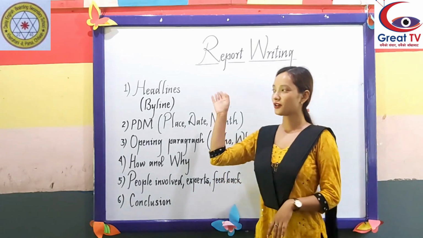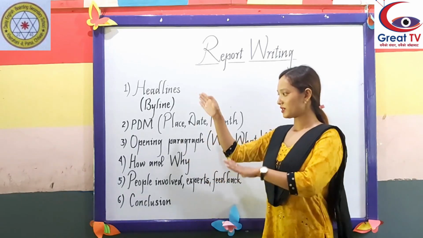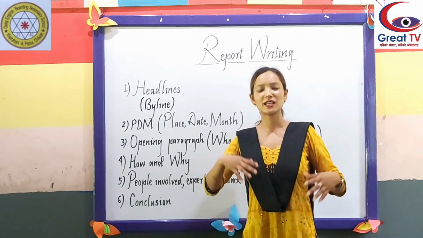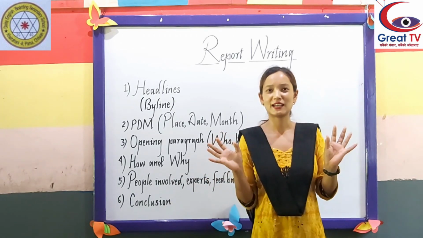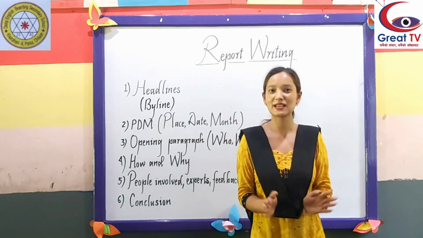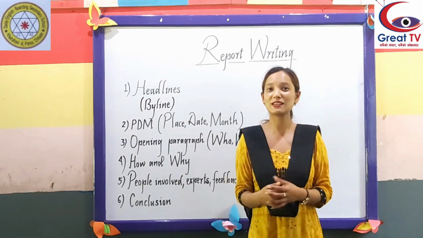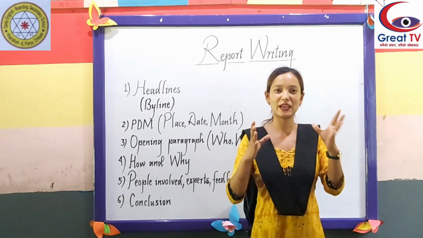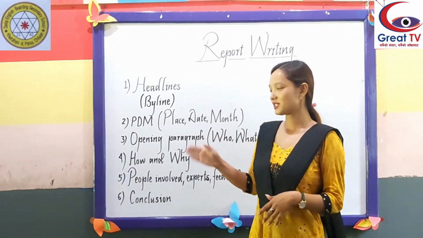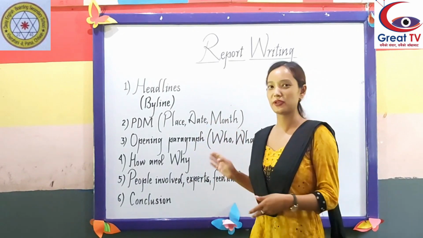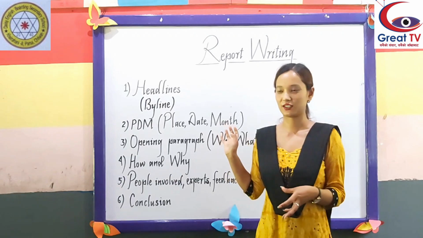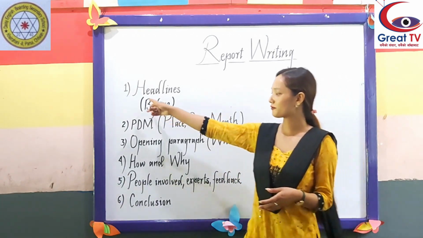Here you may see on the board, I have written down some points, okay? First of all, whenever you do any kind of composition, the first thing you need to do is follow the correct format. If you know the format, then it will be easier for you to do any type of composition. That's why I have prepared a very simple format for you to learn to prepare a simple report. You can see on the board I have written 6 points.